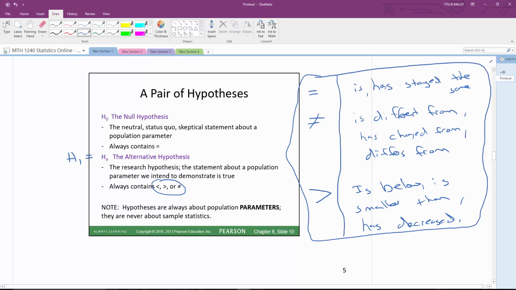So that might help you just know some English words for the symbols. These are synonyms. And this is an important note here also: hypotheses are always about the population parameters. They're never about sample statistics. So, for example, if we're talking about means, we would use mu, that's the population parameter. Or if we're talking about population proportions, we use P.